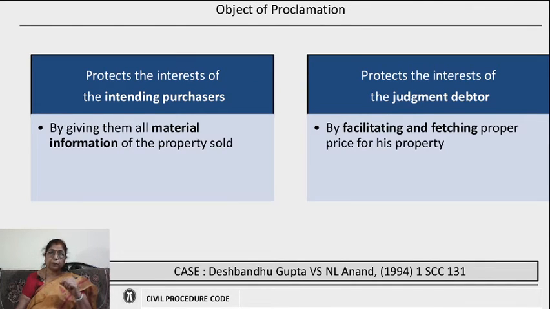The object of the proclamation is that once it is proclaimed, the intending purchasers can look into and get all the material information of the property, and therefore their interests are protected. Also, it protects the interests of the judgment debtor, because the judgment debtor also gets a proper price for his property. Nobody can defraud him by buying the property at a lesser price just because it is in execution proceedings. So, the proclamation helps the judgment debtor to secure a proper price for his property.